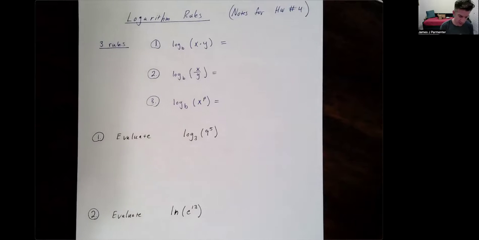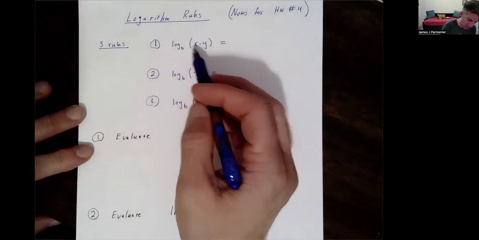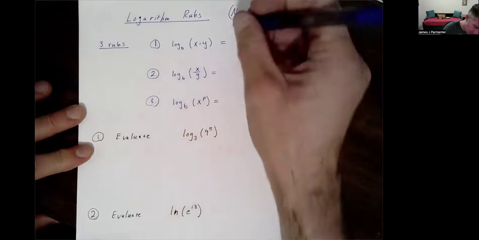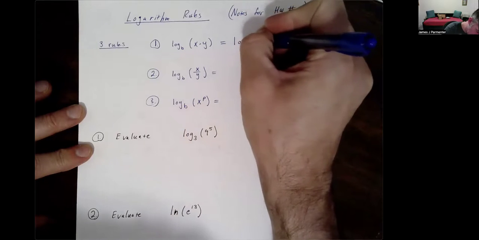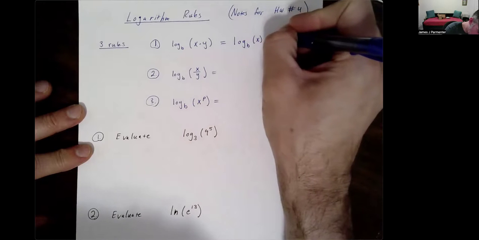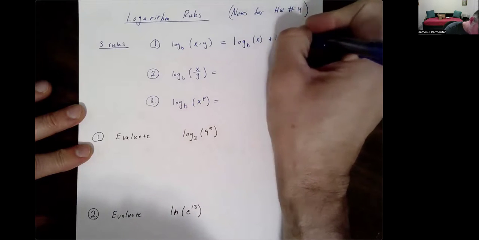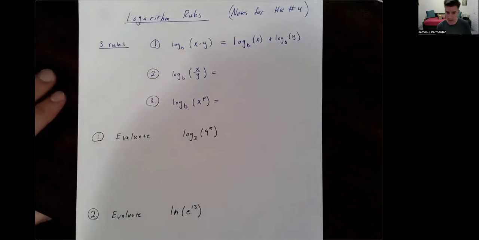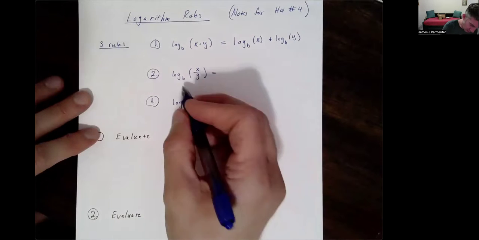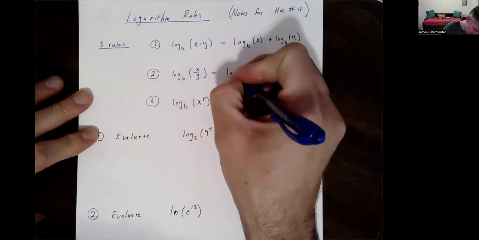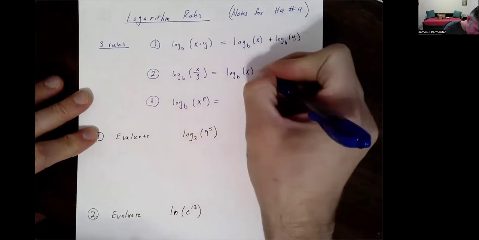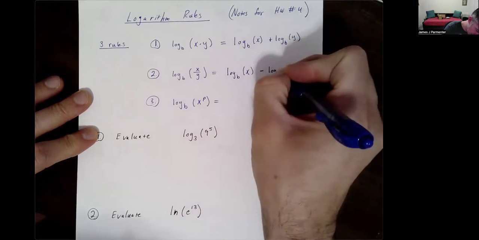The first one is that if you take the logarithm of a product, so log base b of x times y, you can break that up as log base b of x plus log base b of y. In a similar way, log base b of x divided by y is equal to log base b of x minus log base b of y.